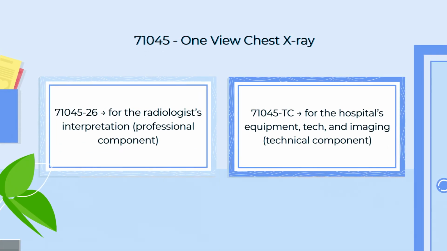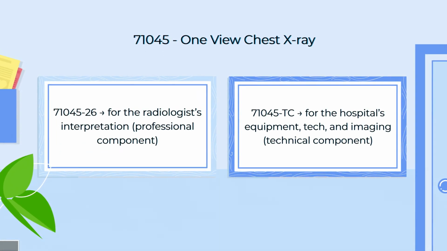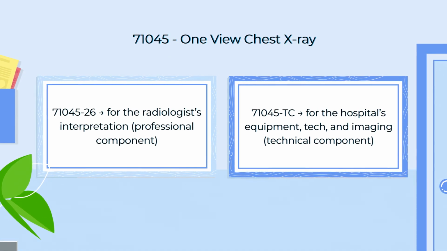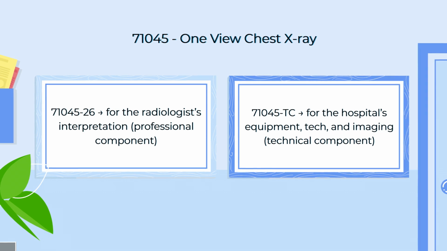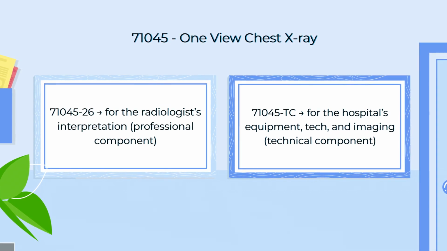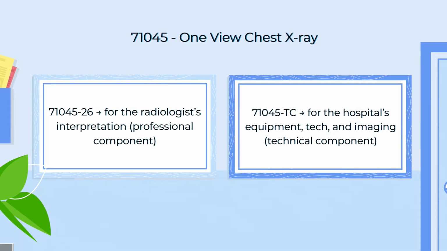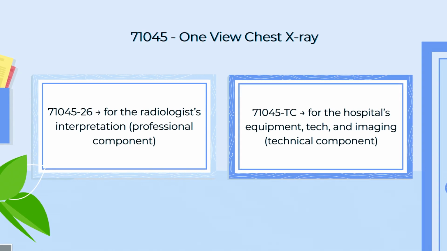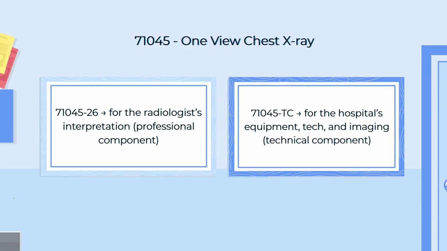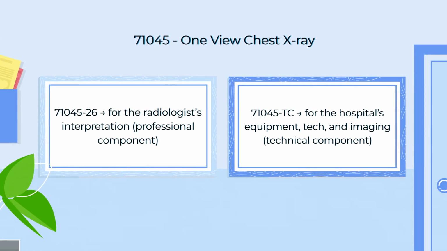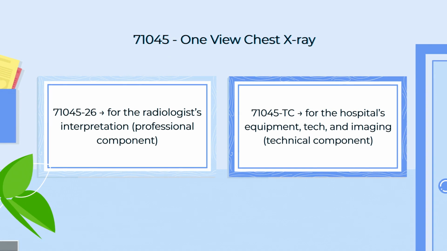In a hospital, the radiologist doesn't own the equipment, so the billing is split: 71045-26 for the radiologist's interpretation, the professional component, and 71045-TC for the hospital's equipment, tech and imaging, the technical component. Each part is billed separately but must be backed up by documentation, like the radiologist's report or the hospital's exam record. Using modifiers correctly ensures both parties get paid and avoids duplicate billing.